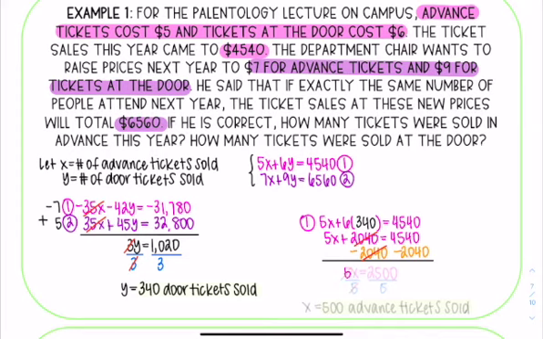And so we get 5x equals 2,500. And dividing by 5 to get x by itself, we get x equals 500, and that's the advance tickets.